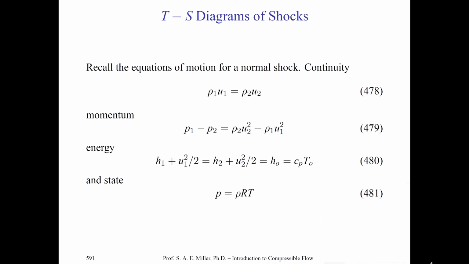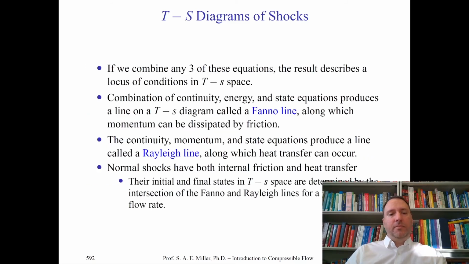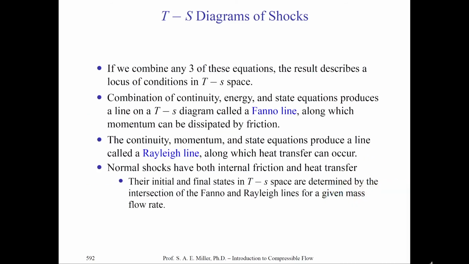Let's take a break from this and look at the particular temperature entropy diagrams for shocks. This is a reminder, we've looked at this before. We have our equations of motion. Remember, we have continuity, momentum, energy, and the equation of state, which is a calorically perfect gas. Now we can imagine if we combine any three of these equations, the result describes a particular locus or point in the temperature entropy space diagram.